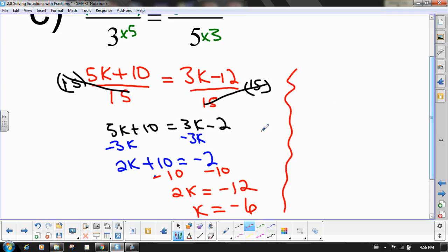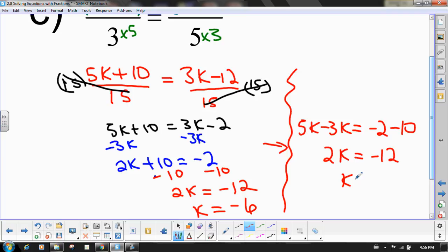In this step right here, if you wanted to write 5k minus 3k equals negative 2 minus 10, mathematically it means the same thing. It just really depends on your comfort level. All right, so again, we're not doing anything new. You just need to be really careful with your addition, subtraction, your integers.